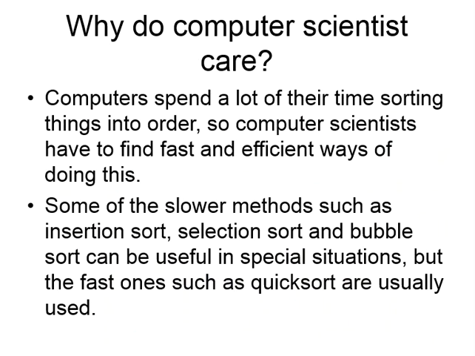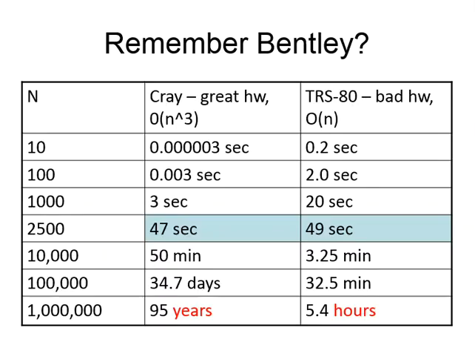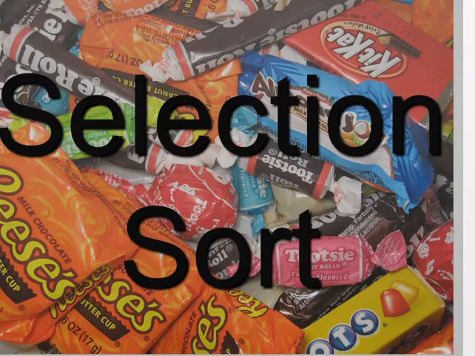Because we sort all the time, it's really important that we find efficient sorting algorithms so that things go really quickly. Remember, an efficient algorithm could run even on bad hardware, and with a really inefficient algorithm, it didn't matter how good the hardware was. So computer scientists want to spend a lot of time getting it right. So we're going to start with selection sort.